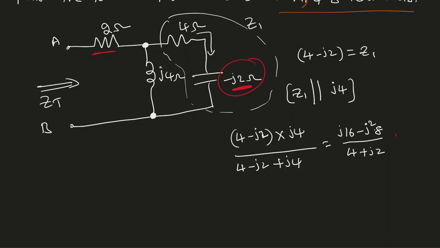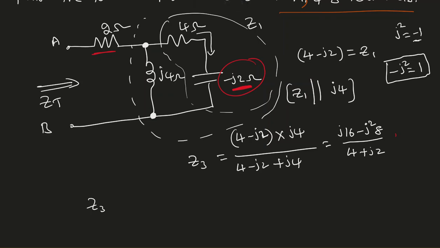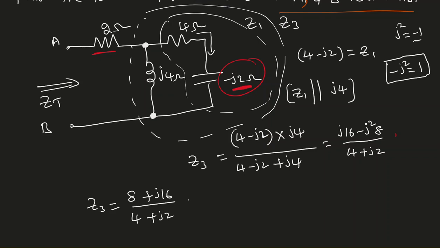Now I know that minus J square is always positive 1, since J square equals negative 1. So this value, let me label this as Z3. Z3 is the whole thing. Z3 equals 8 plus J16 over 4 plus J2.